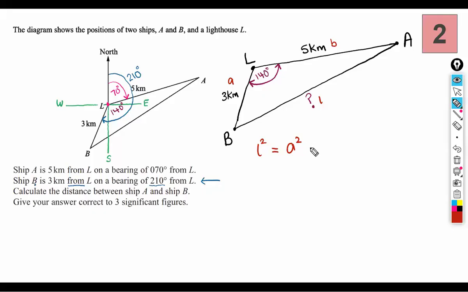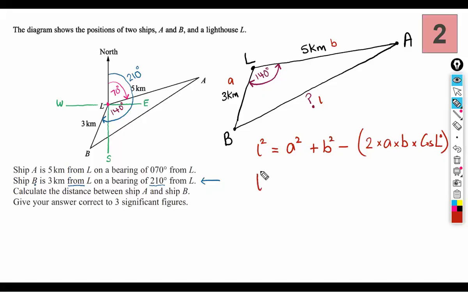L squared is equal to a squared plus b squared minus open brackets 2 by a by b by cosine capital L. How many people have that in full? If you didn't, I'll give you a minute to rectify it. All right, okay, a lot of people are telling me yes, they have it.